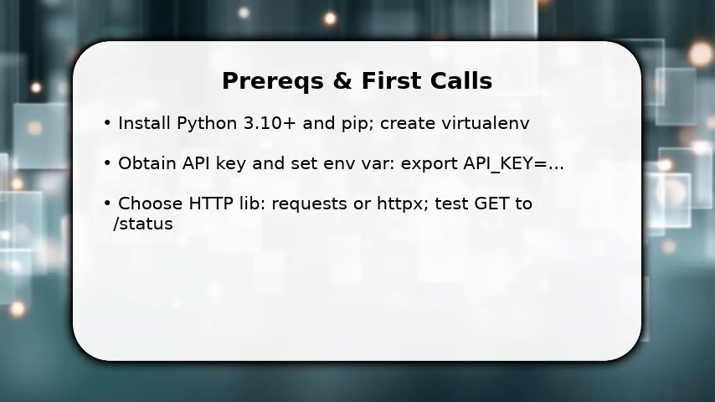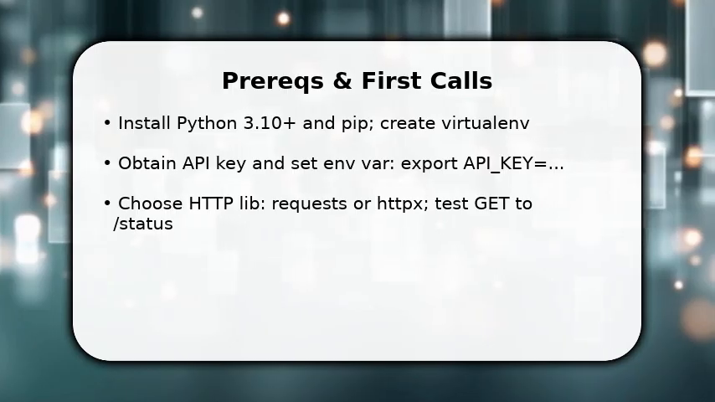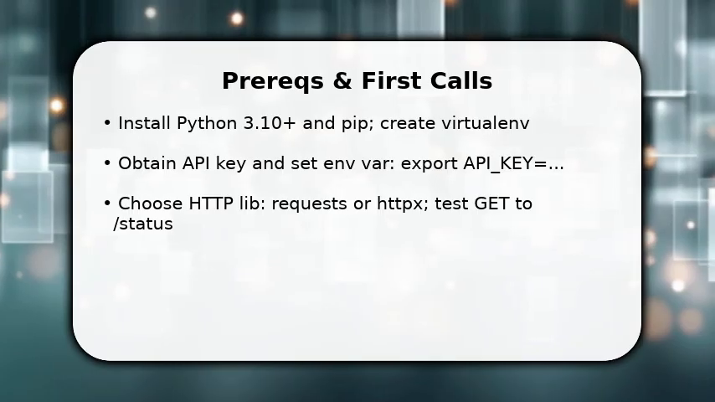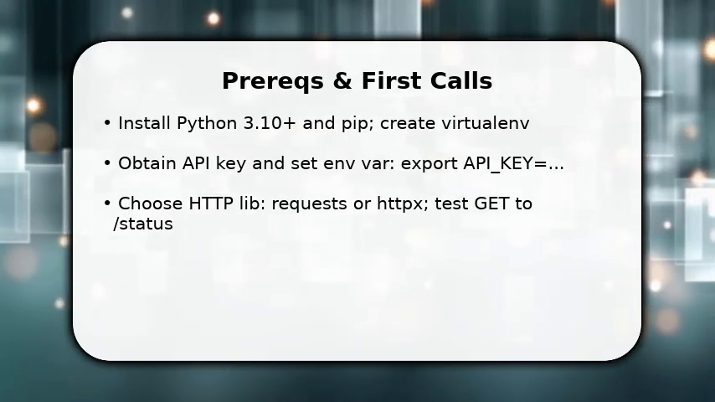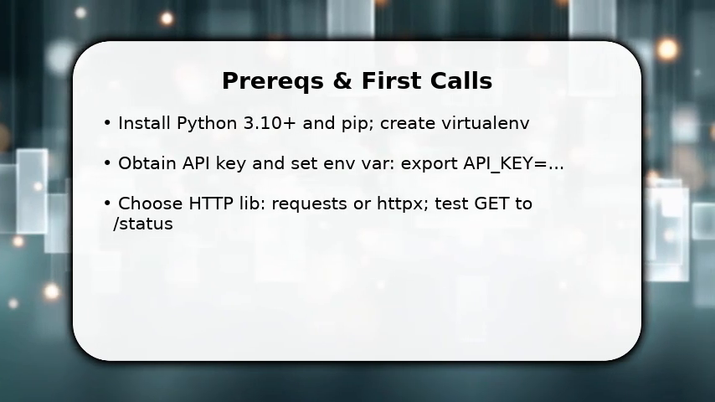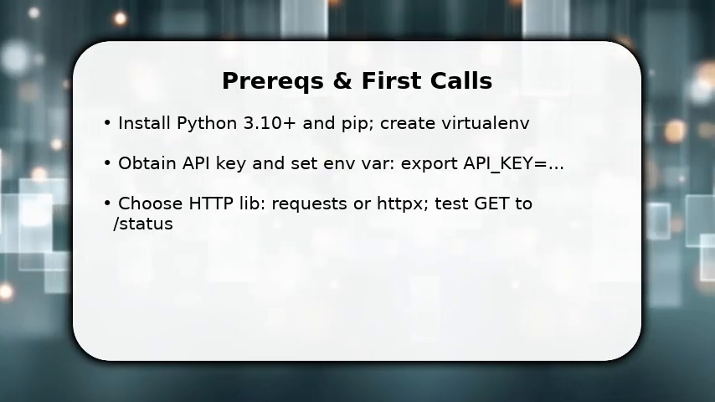Next, write a minimal script that reads the API key from os.environ and performs a simple GET to the API's health or status endpoint. This verifies connectivity and credentials quickly. Once done, you'll know the request format and receive a basic JSON response to inspect for required headers and tokens.